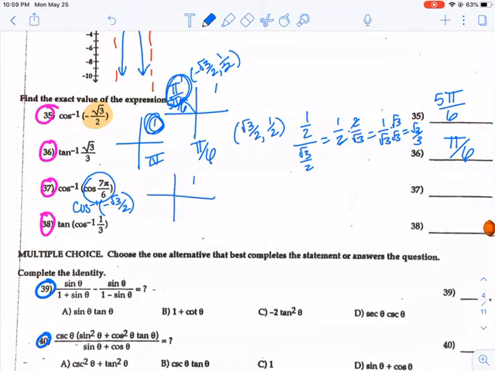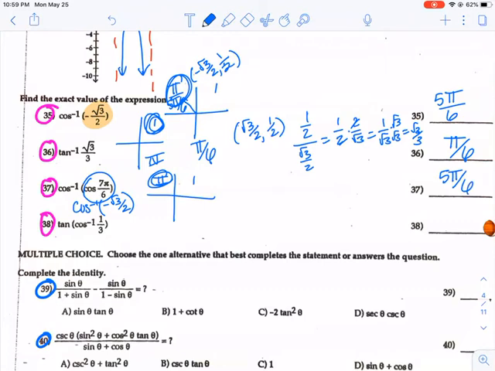Remember, your restrictions are you're in quadrants 1 or 2. So if it's negative, I have to be in quadrant 2. So you're looking in quadrant 2 for a cosine of negative rad 3/2, and we found that already in question 35. That happens at 5π/6.